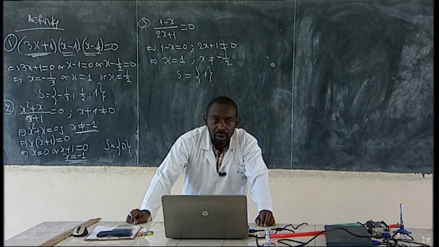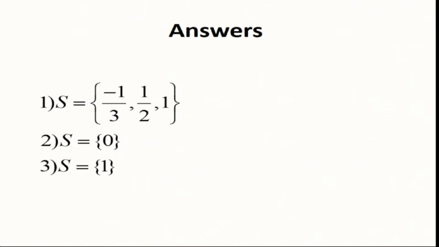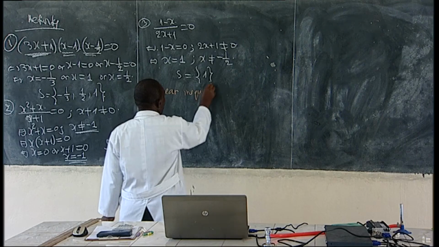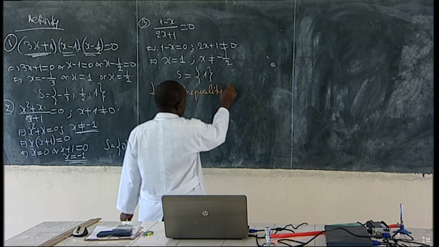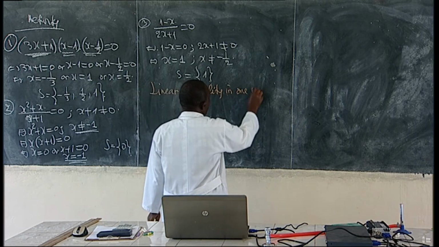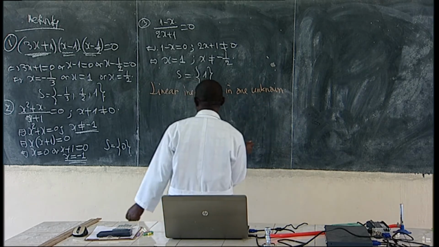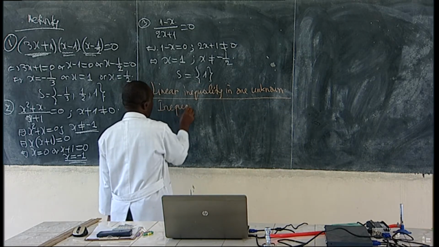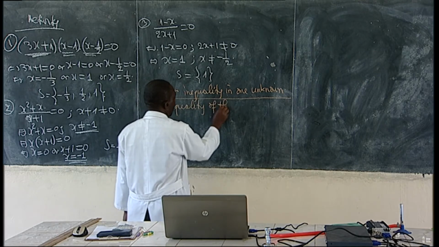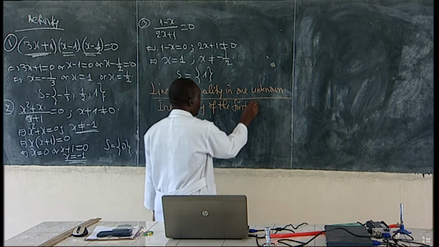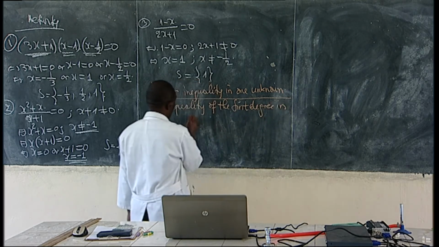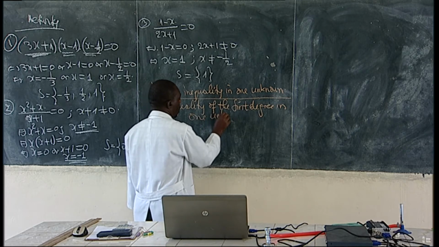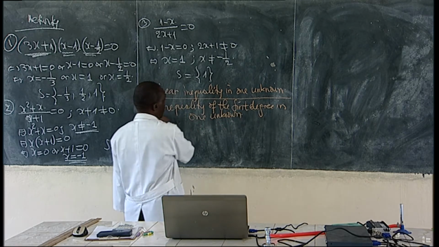Thank you very much. So now let us continue with our lesson of linear inequality in one unknown or variable, also called inequality of the first degree in one unknown. This is the same.